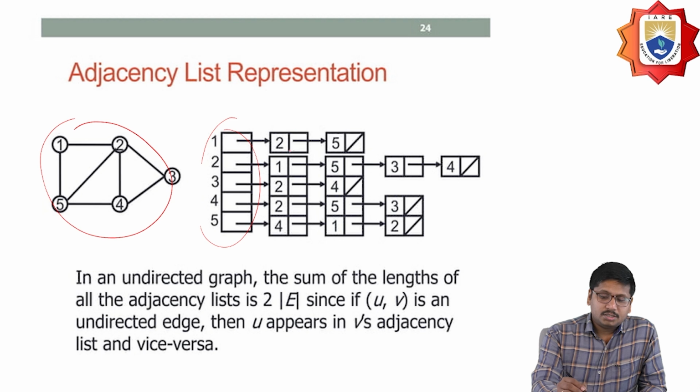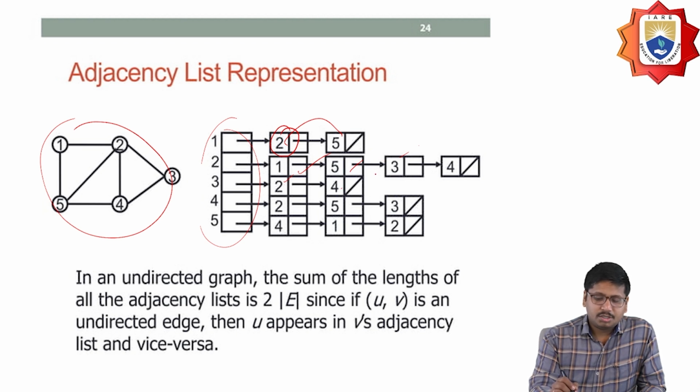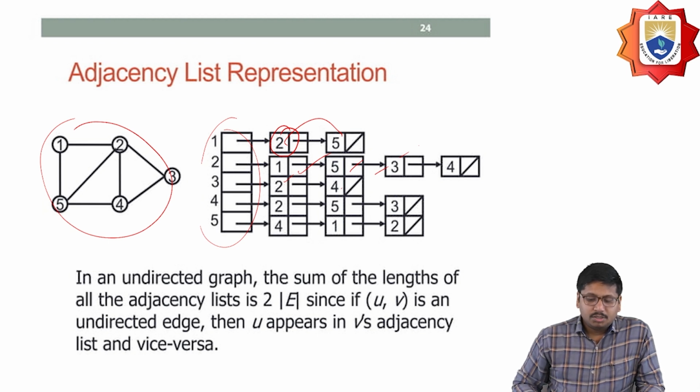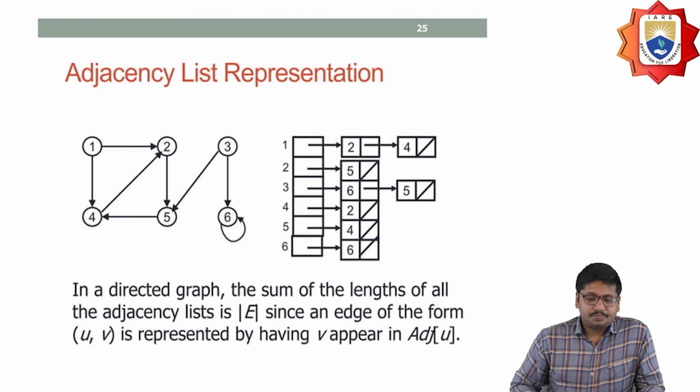So if you look at this adjacency list, the first one is a node, and this node has a chain that it is connected to. Similarly, I use the next node too, so I can choose 1. And the next one, if I consider 2, then 2 and so on. In an undirected graph, the sum of the lengths of the adjacency lists is 2E, since for an undirected edge, u appears in the adjacency list of v and v appears in the adjacency list of u.